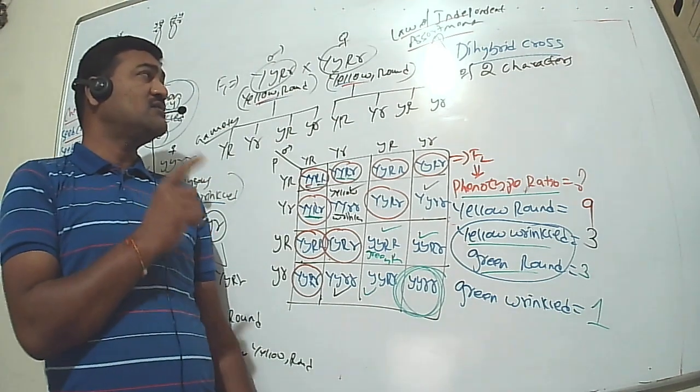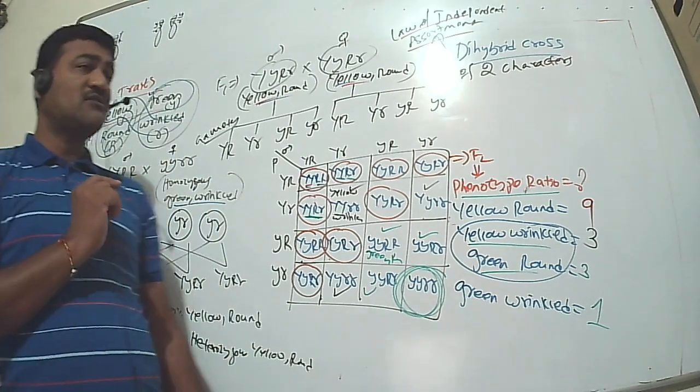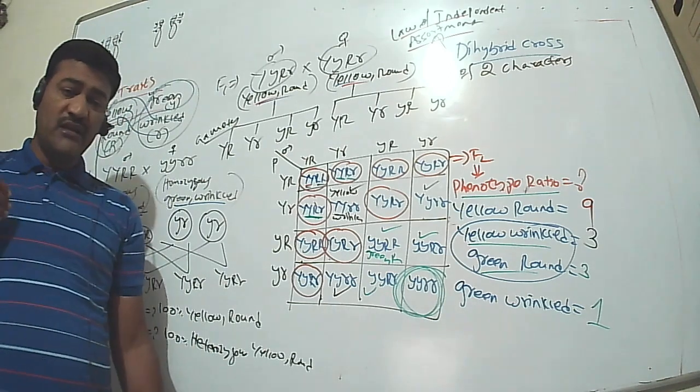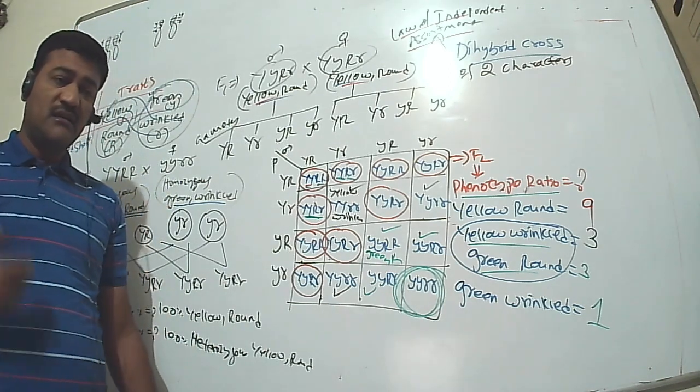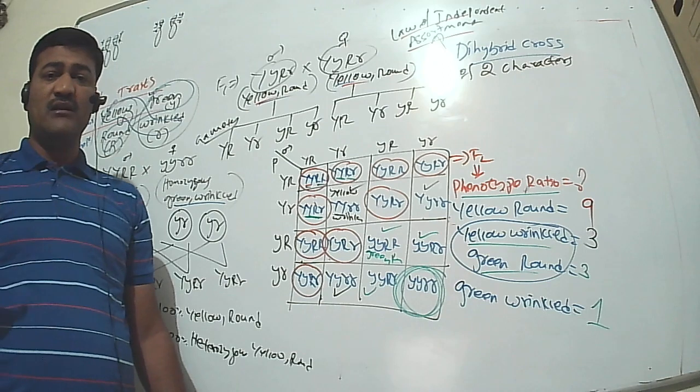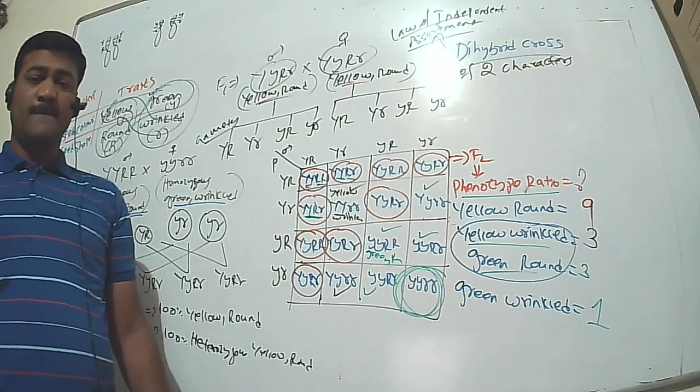But in dihybrid cross, you have the law of independent assortment, which states that during the inheritance of two or more characters, their inheritance is not dependent on one another or influencing one another.